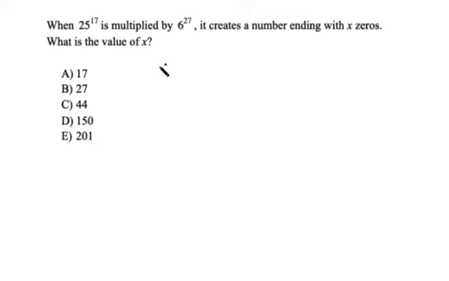When 25 to the power of 17 is multiplied by 6 to the power of 27, it creates a number ending with x zeros. What is the value of x?